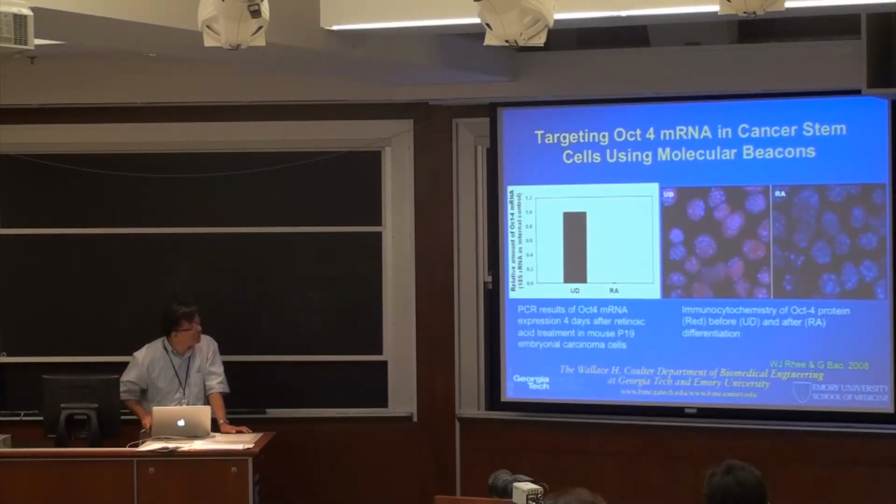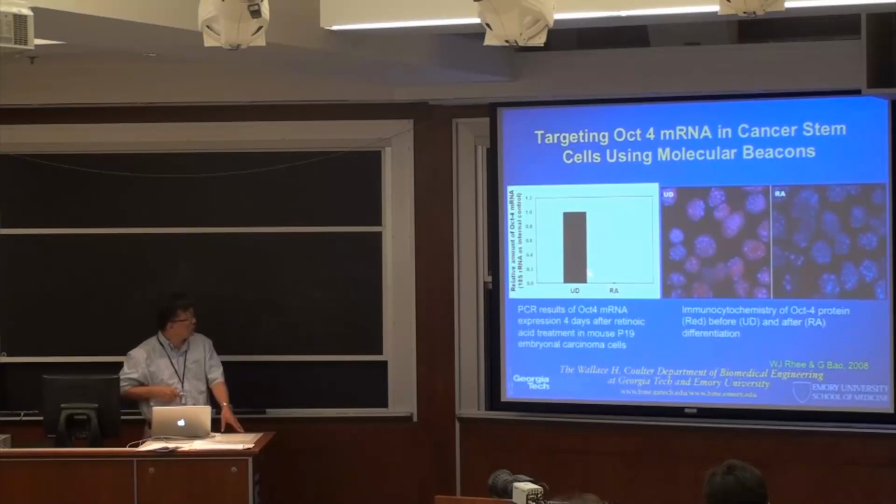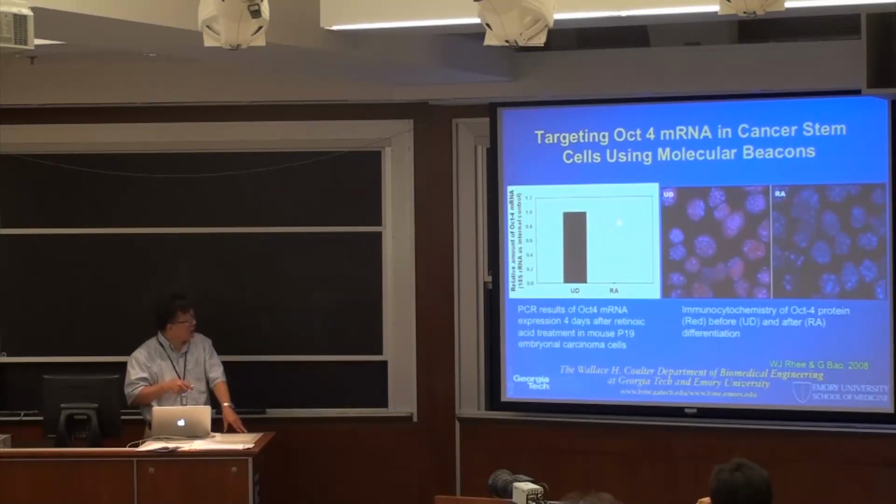So just to give you some idea, in this case we designed a beacon to target OCT4 messenger RNA in cancer stem cells, because OCT4 is highly expressed in all stem cells. This shows that before differentiation, the normalized level of OCT4 messenger RNA is 1, and after differentiation it is almost 0, reduced by more than 95%. And this is a comparison of the OCT4 protein in stem cells and in differentiated cells.